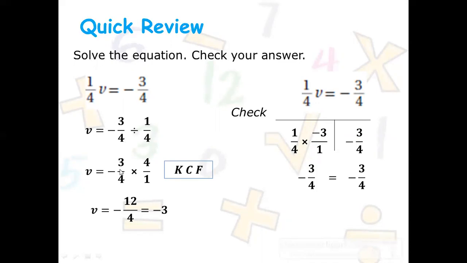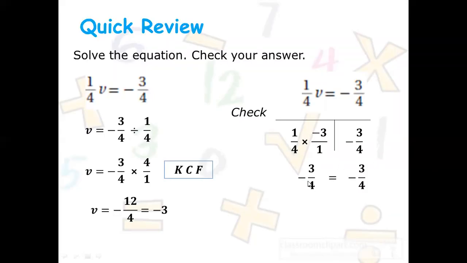Now let's solve this. We have the negative sign. 3 times 4 is 12 and 4 times 1 is 4. The negative is always there as it's the sign. So 12 divided by 4 will give us -3. So V equals -3. Now let's check whether the answer we got is correct. 1/4 multiplied by -3, because we got the answer as -3. 1 multiplied by -3 is -3, and 4 multiplied by 1 is 4. We put the common negative sign. So on both sides we have -3/4, which means V equals -3 was the right answer.